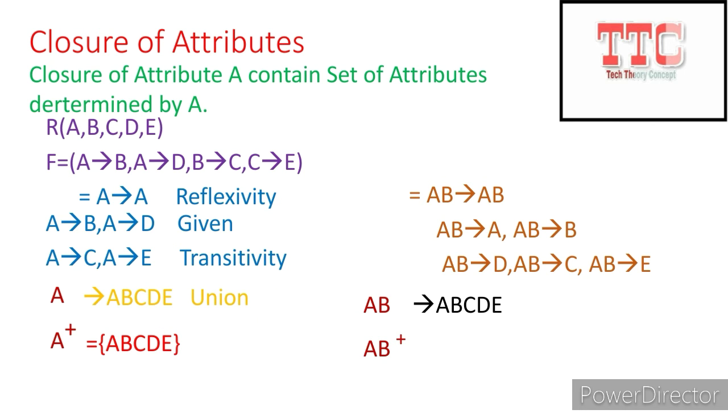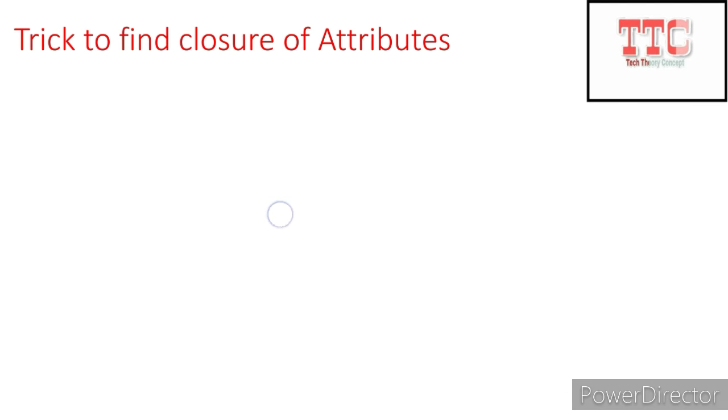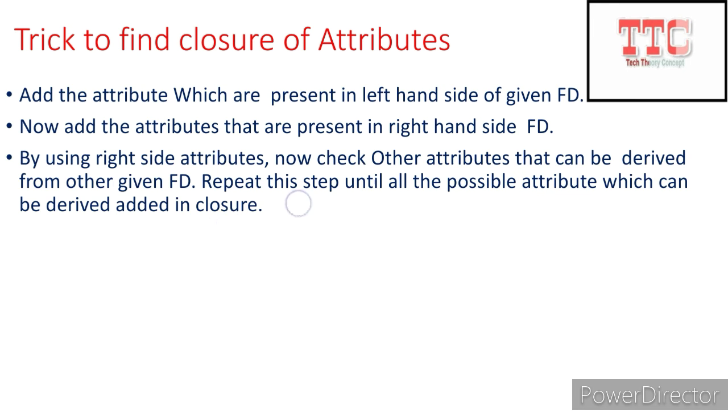Similarly, we can write the closure of attribute A, B. Here the closure of the attribute is A, B, C, D, E. Normally, if we apply the Armstrong axiom rules to find the closure of an attribute, this is a very lengthy process. That's why we will discuss a trick to find the closure of an attribute. To find the closure of an attribute, we have three steps. So we will discuss these three steps using the previous example.